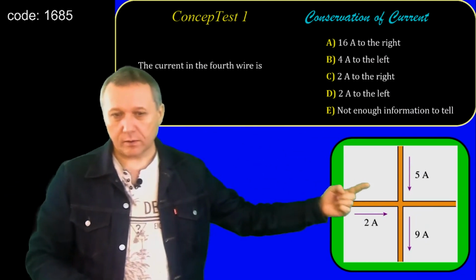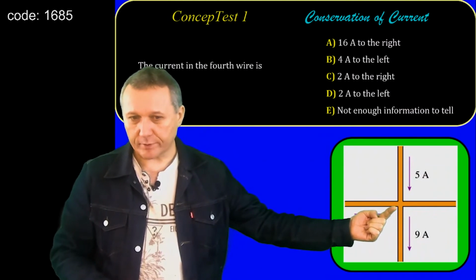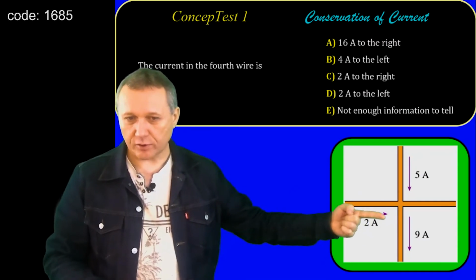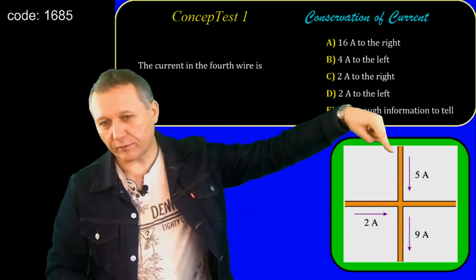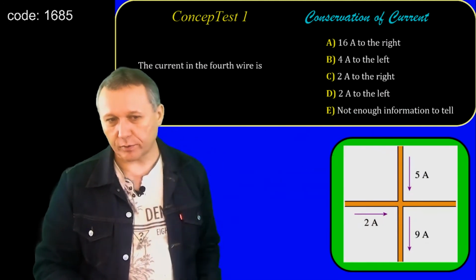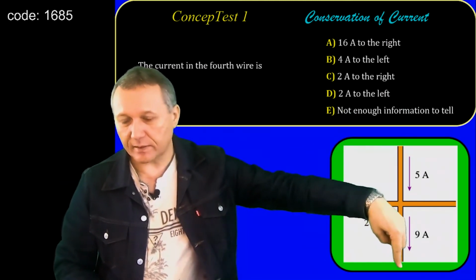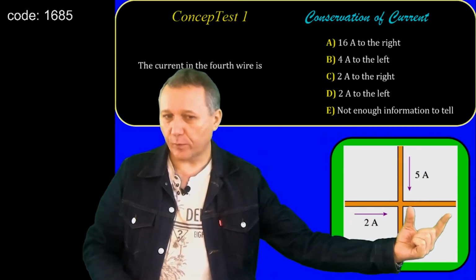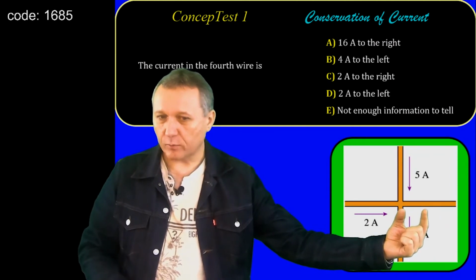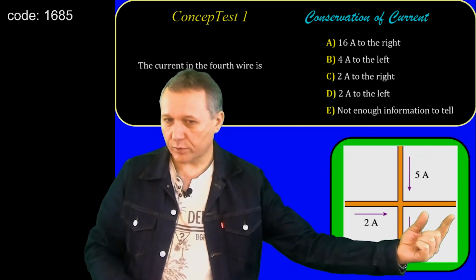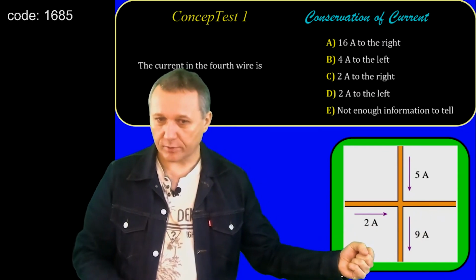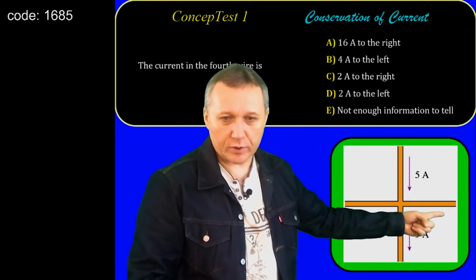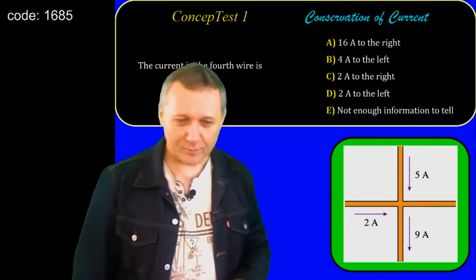Okay, so we have a junction point and 4 wires soldered at this point. We know that 2 amps of current enter the junction point through this wire. We also know that 5 amps of current enter the junction point. We also know that 9 amps of current leave the junction point. But we don't have any information about this 4th wire. So you need to answer: what's the amount of current that flows through this 4th wire, and what's the direction? Is the current flowing that way, to the right, or to the left?